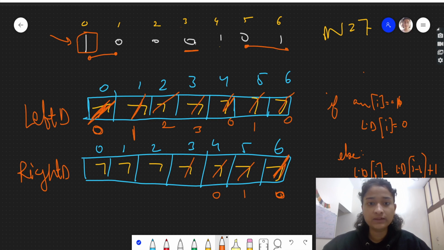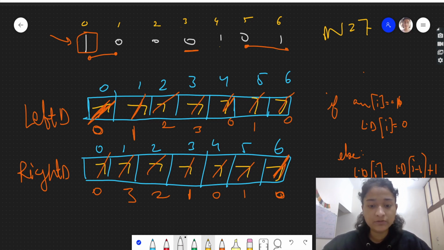Distance between this 0 and the closest one to the right. So this is 1. So 0 plus 1, 1. Then for this 0, it will be 2, 1 plus 1. Then for this 0, it will be 2 plus 1, 3. And for this 1, it will be 0. See, so we have found out for each of these seats.